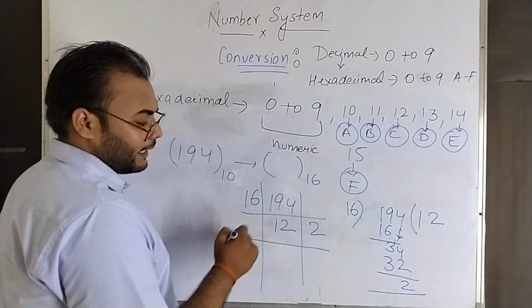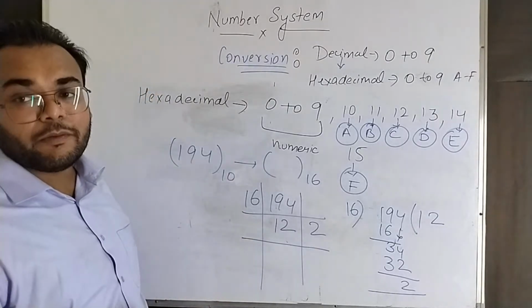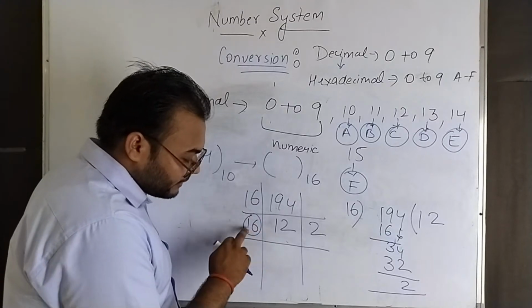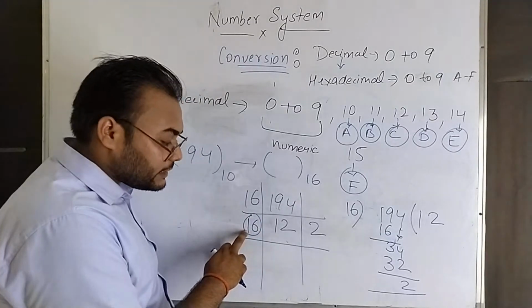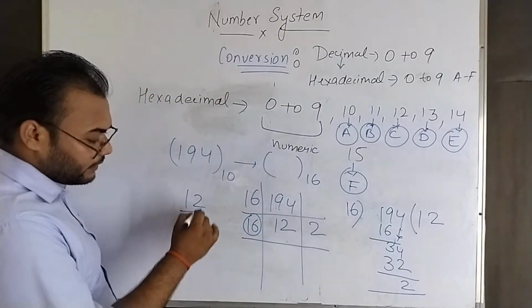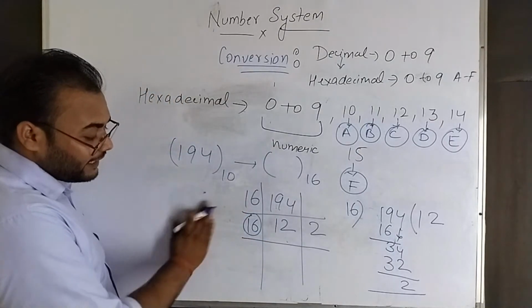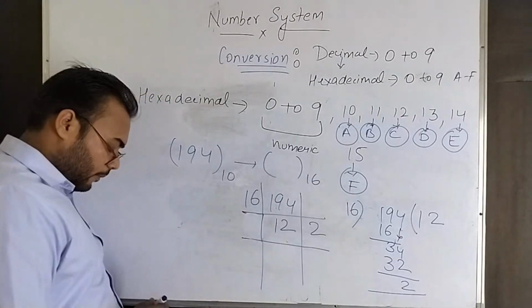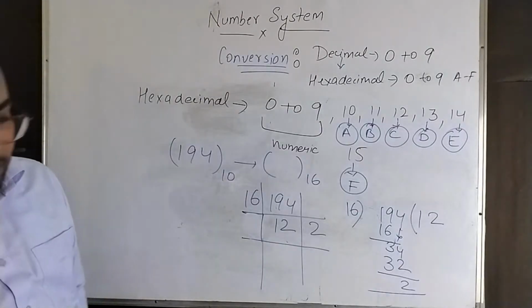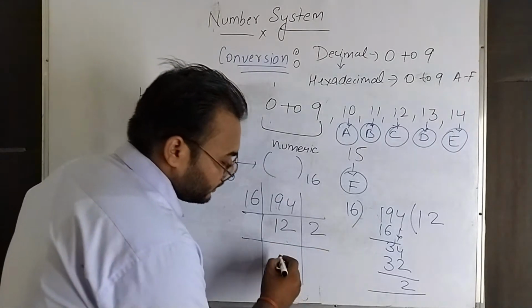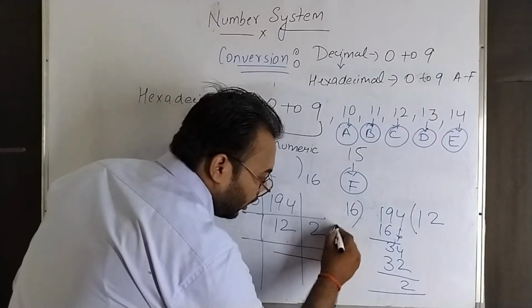Now again, what can we write? Can we divide it by 16? Is it possible to divide 12 by 16? No. So we will stop here, and we are going to use the concept of the bottom to top approach. This is the bottom to top approach.